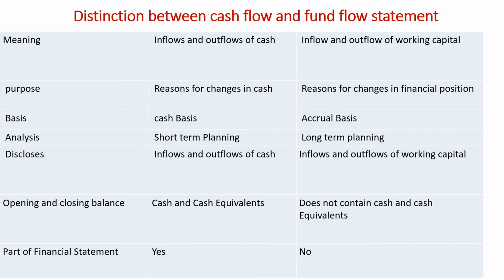Based on the meaning, a cash flow statement is a statement showing the inflow and outflow of cash and cash equivalents over a period of time. Fund flow statement is a statement showing the changes in the financial position of the entity in different accounting years. Second difference, based on the purpose. Cash flow statement is prepared to show the reasons for movement of cash at the beginning and at the end of the accounting period. The purpose of fund flow statement is to show the reasons for changes in the financial position with respect to the previous year and current year.